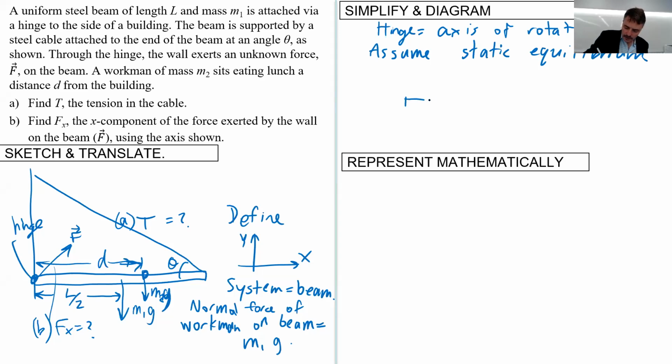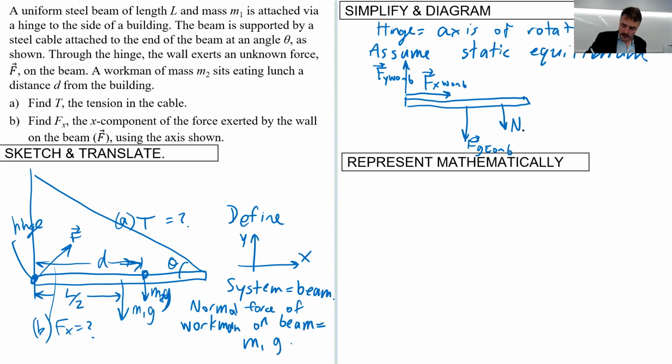Let's try to draw our little force diagram. I've got, let's put two forces here, Fx of the wall on the beam, or the building or whatever it is. Fy, probably up, of wall on beam. We've got this force down, the force of gravity of Earth on the beam. And we've got the normal force of the worker on the beam acting down.